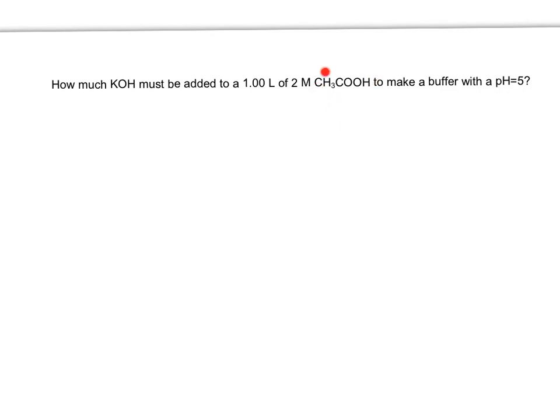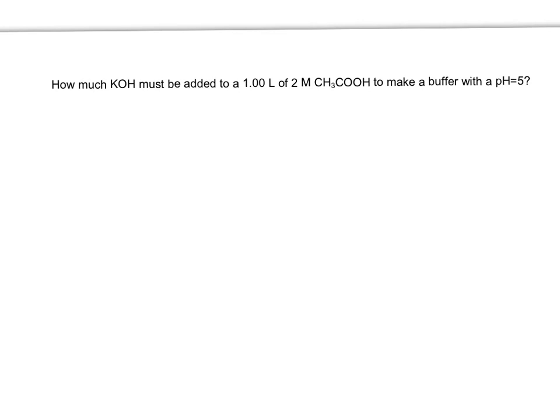I have acetic acid, but nowhere do I have acetate. If I have acetic acid and I want to make a buffer, I need some acetate there. Potassium acetate, sodium acetate, lithium acetate, anything with acetate to make it into a buffer. And so there's no buffer. How can I make a buffer if I don't have my conjugate there? Well, you can. You just gotta wait a little bit and see what's gonna happen.